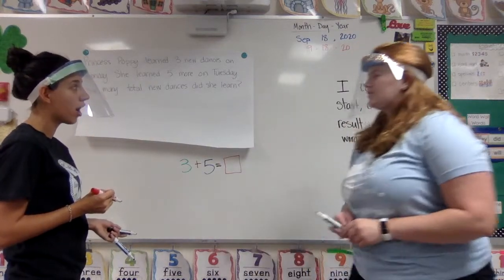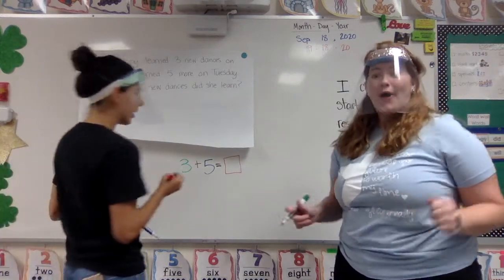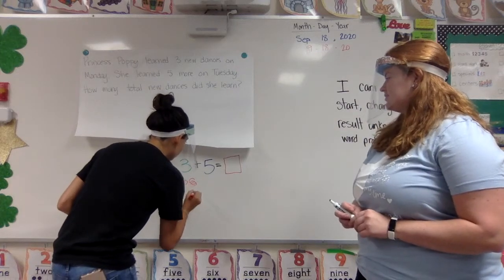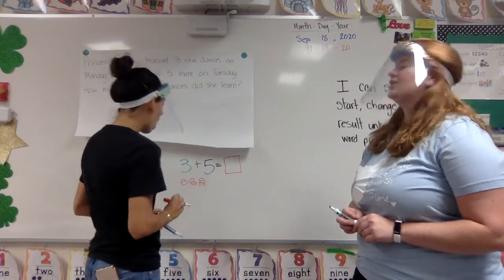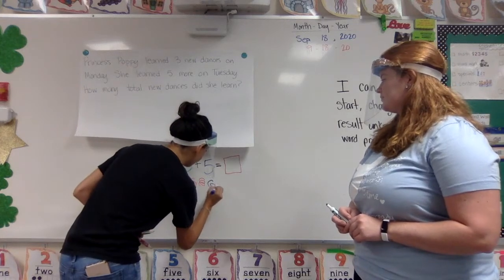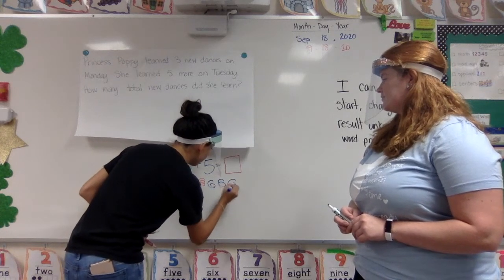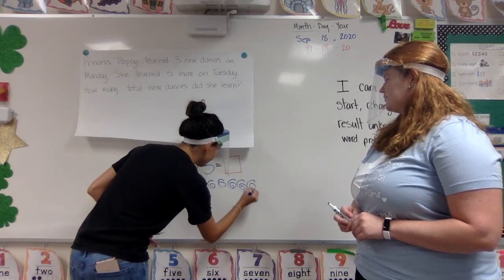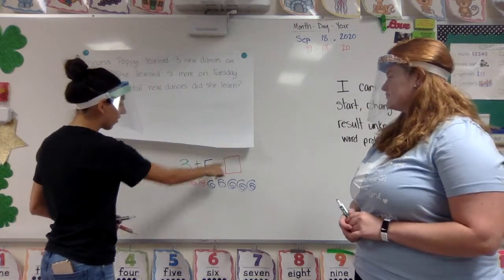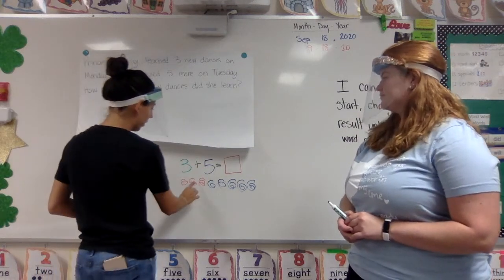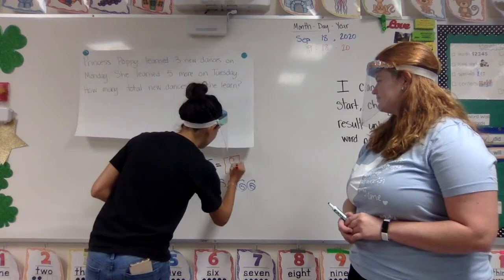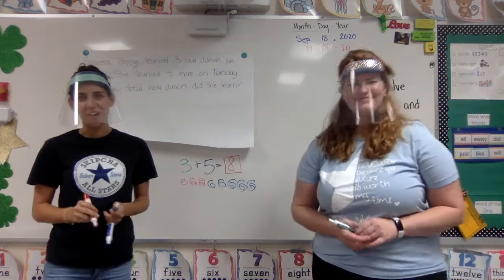I'm just going to draw a little swirl for a dance because people kind of twirl when they dance. I'm going to draw 1 swirl, 2 swirls, 3 swirls, and now I have to add 5 more. So I'm going to draw 4, 1, 2, 3, 4, 5. So I have all my swirls for dances, and if I count them all together, I should make my total. So let's see. 1, 2, 3, 4, 5, 6, 7, 8 dances in all.